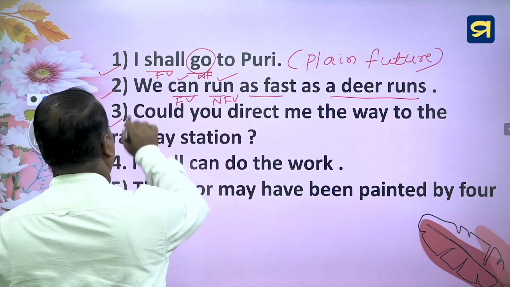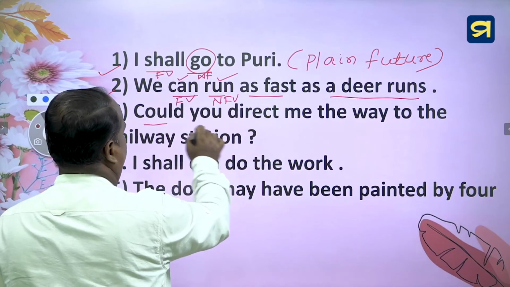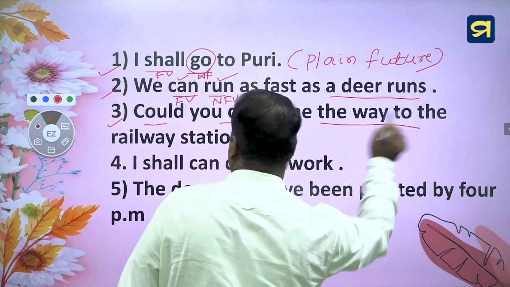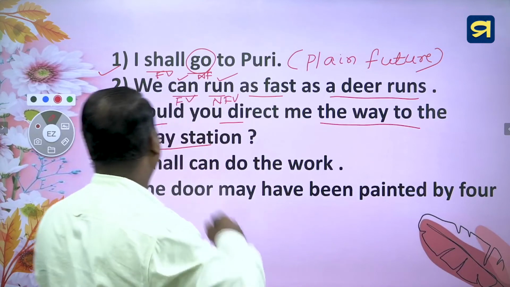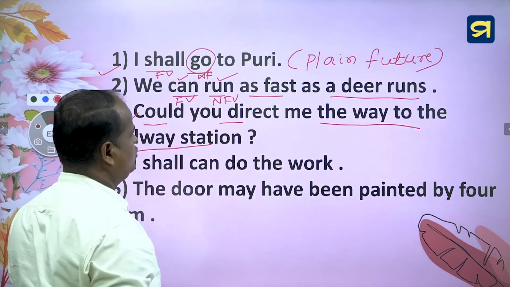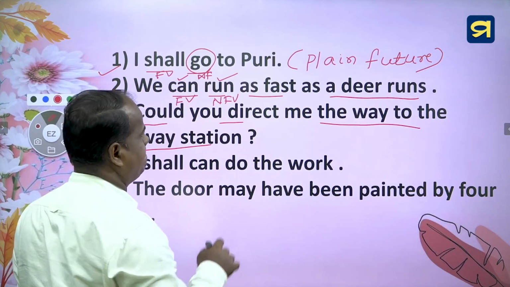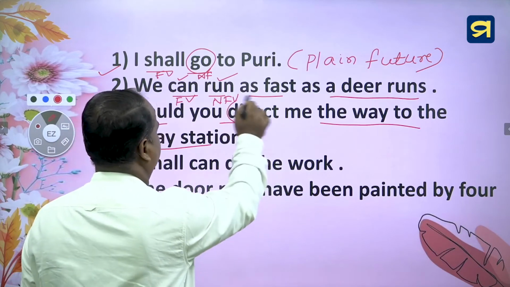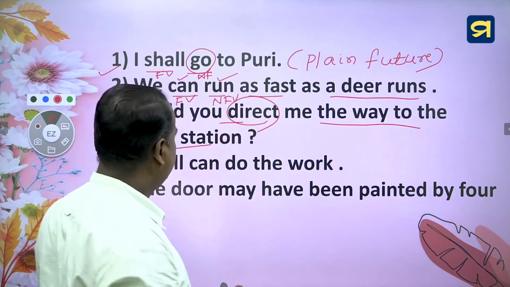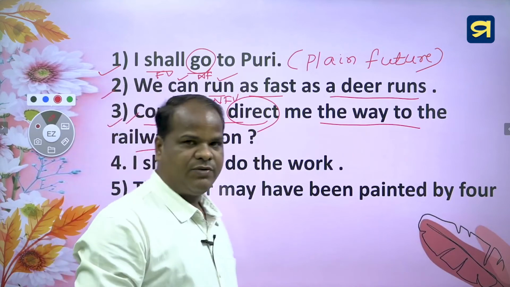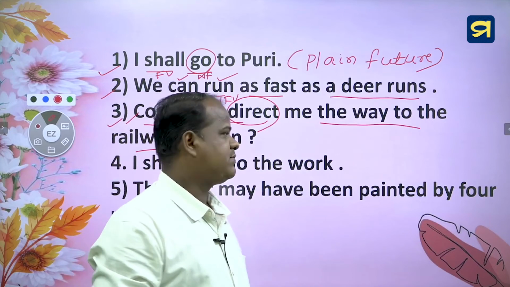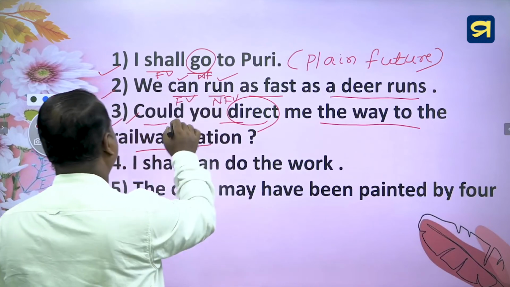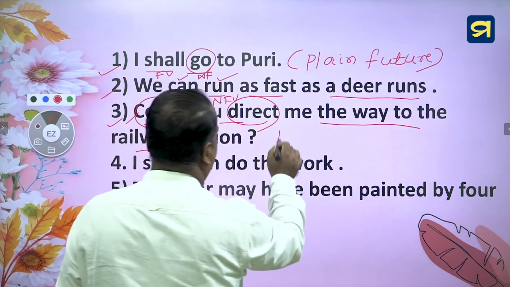Third example, could you direct me the way to the railway station? Here, the modal could is used before the verb direct. So these are the uses of modal auxiliary verbs before the bare or base form of the main verbs. And here could is used as a polite request.